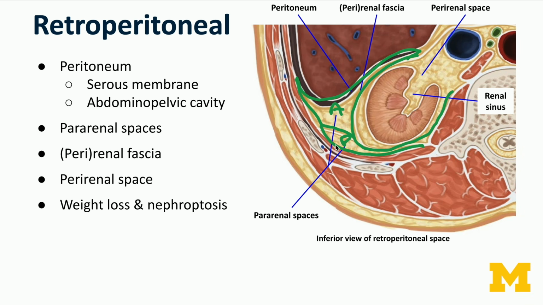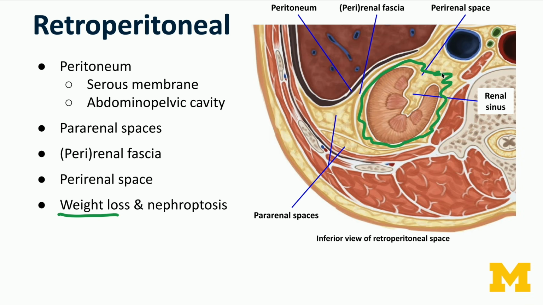Now, sometimes, if an individual were to suffer or enjoy, depending on your perspective, rapid weight loss, what can happen is that perirenal fat can quickly go away, and that can weaken the integrity of the anchor of the kidney. And so a kidney can then drop. That's a condition called nephroptosis.